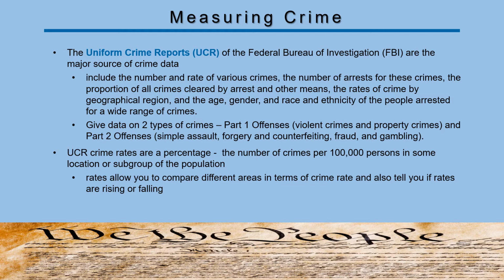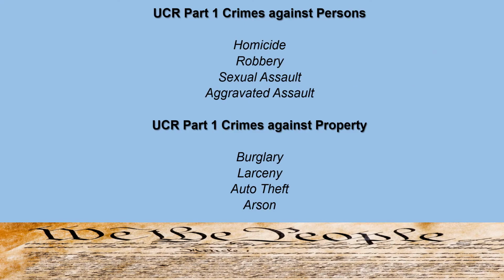And it can generally tell you whether your crime is rising or falling. There are some issues with that, as we'll see. So these are the Part 1 crimes. Homicide, robbery, sexual assault, and aggravated assault are the Part 1 crimes against people. Part 1 crimes against property are burglary, larceny, auto theft, and arson.